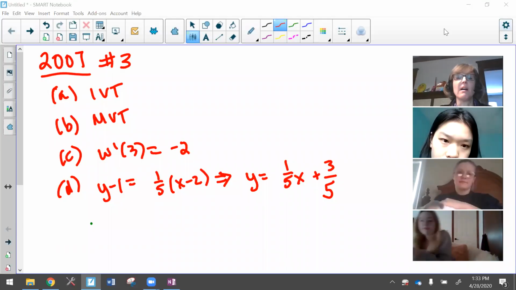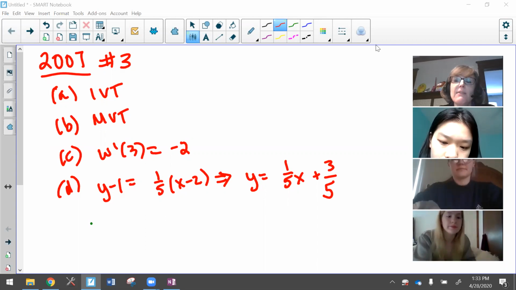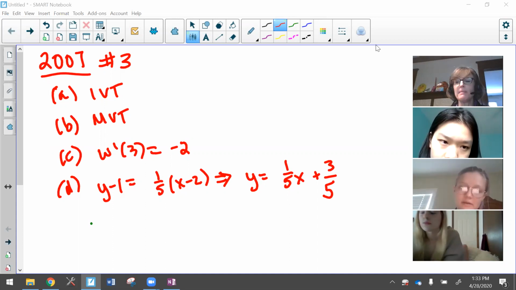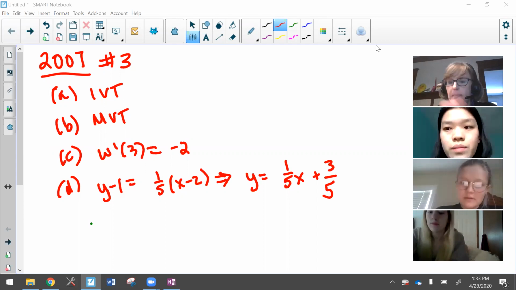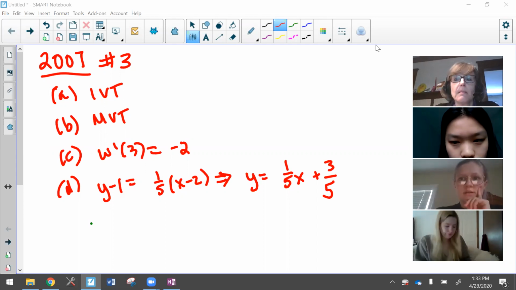Again, here are the solutions to the 2007 number 3. I gave you those yesterday. That was the problem that we should have done in class. So are there any questions on this one? 2007 number 3.